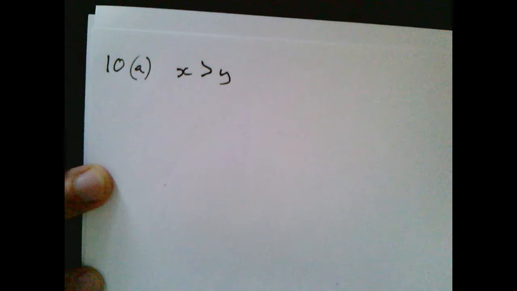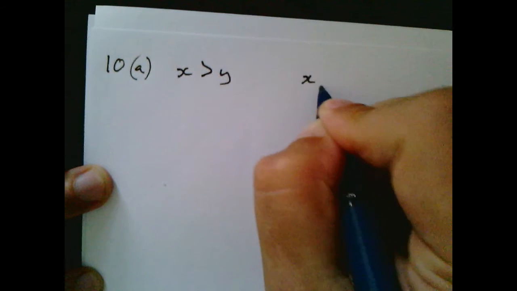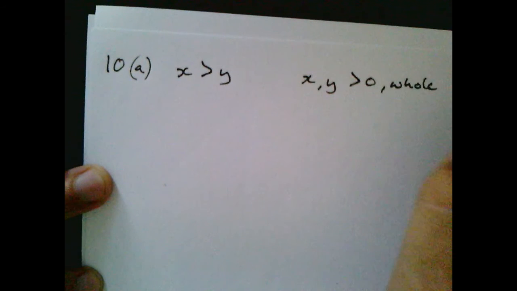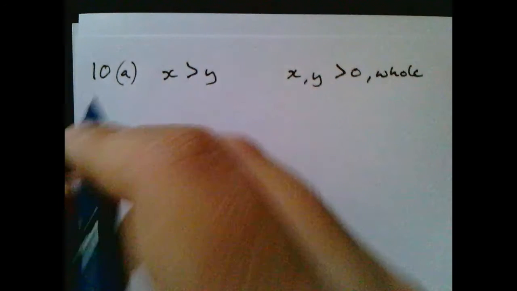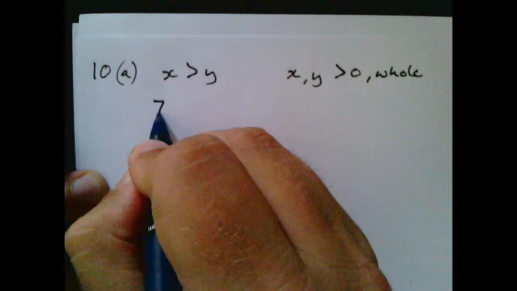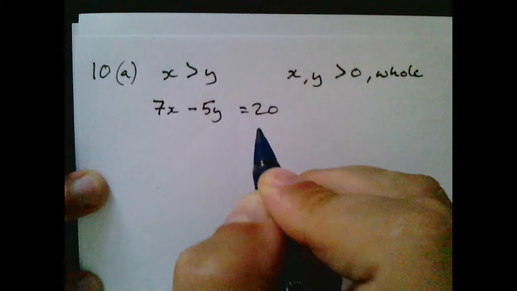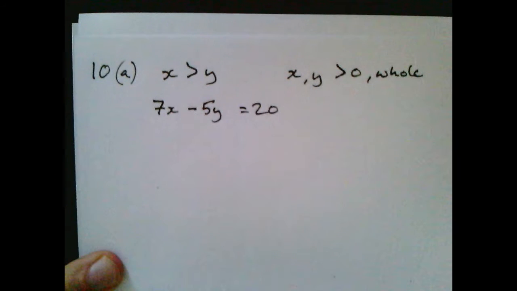Okay, 10a. We're told that x is greater than y, and x and y are both greater than 0 and whole, so integers, and we're told that 7x minus 5y is 20. Can we find x and y, where x is bigger than y?